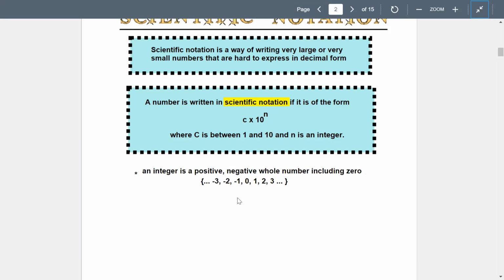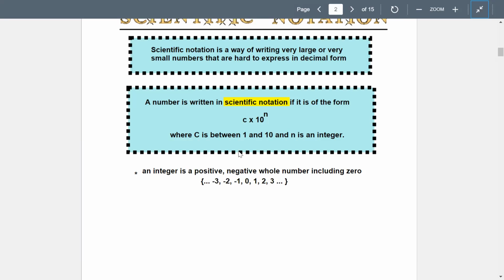So I want you to pay attention right there to the c. It must be between 1 and 10. Now, as we get in there, you're going to very quickly understand why it must be between 1 and 10, because it kind of defeats the purpose if it's less than 1 or greater than 10.